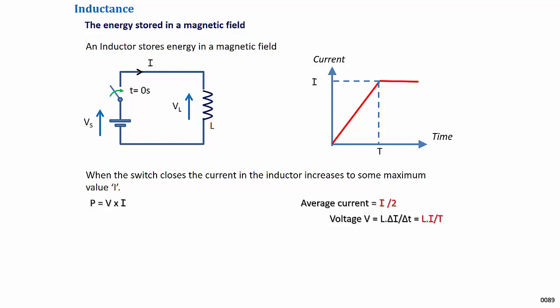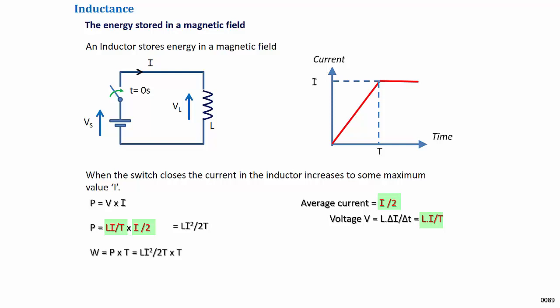The voltage across the coil during that time depends on the size of the inductor L and the rate of change of current, delta I divided by delta T. From the chart, it can be seen that the change in current is simply I and the change in time is T. So the voltage over the period T equals L times I divided by T. Substituting these values for voltage and current back into the power equation, P equals L times I squared divided by 2T.